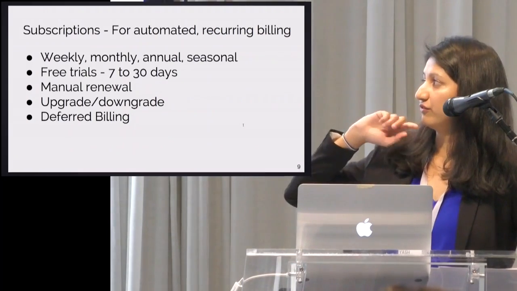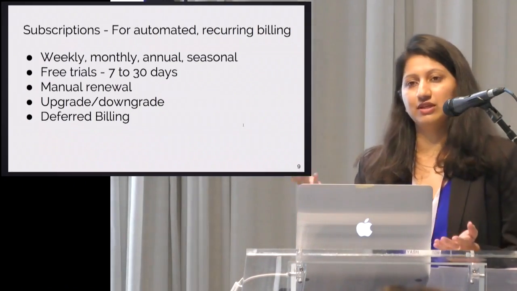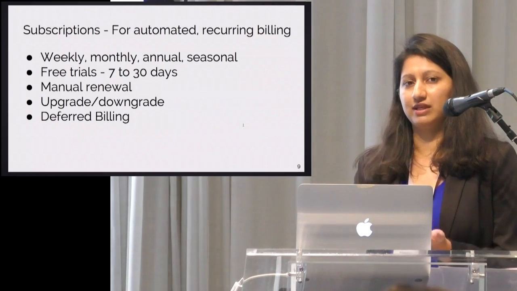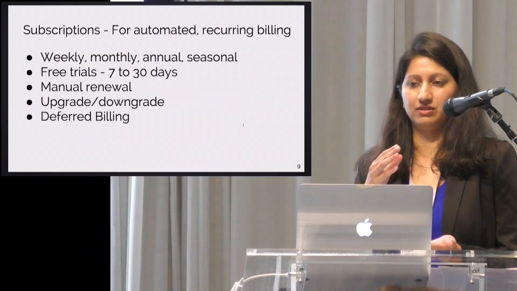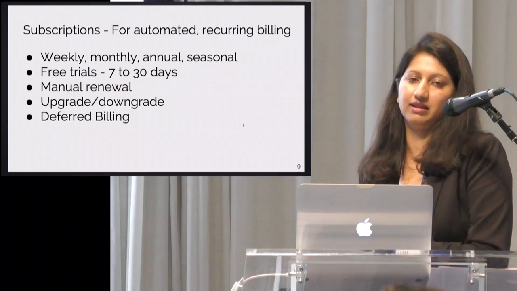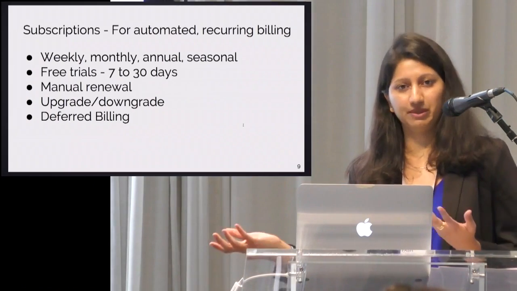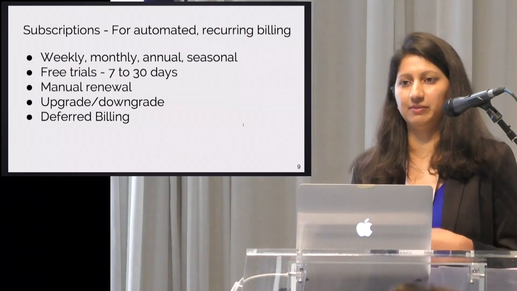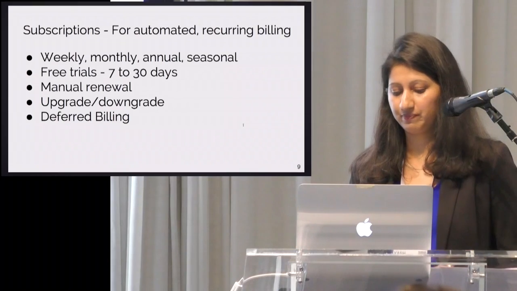You have another option of upgrade and downgrade, which means a user can move between 2 different subscription tiers. For example, you could have 2 products, one is $10 a month and the other one is $20 a month, which offers more premium features. So you can let your users upgrade or downgrade depending on what they want to watch.